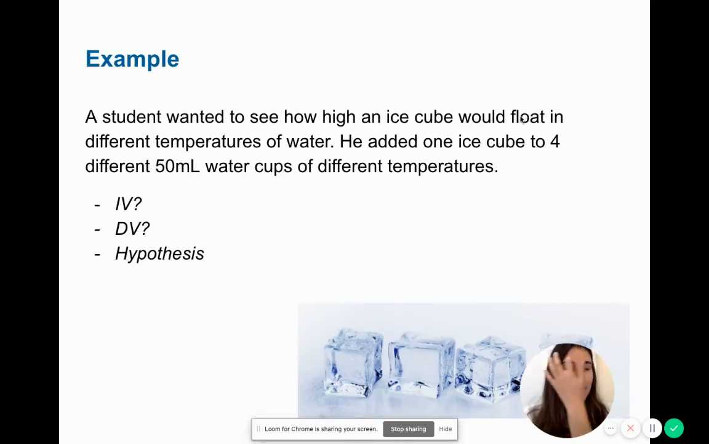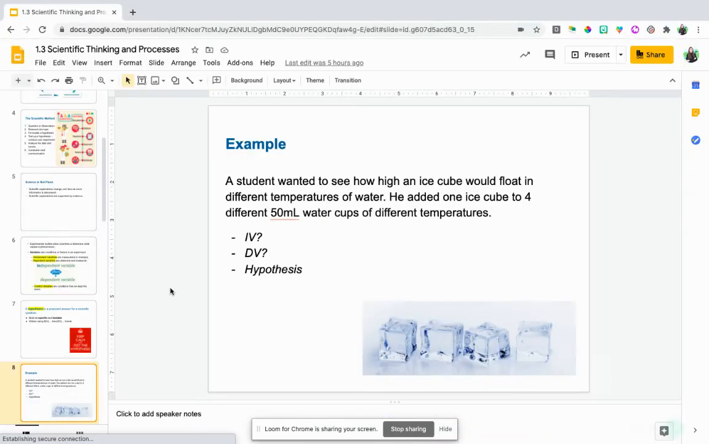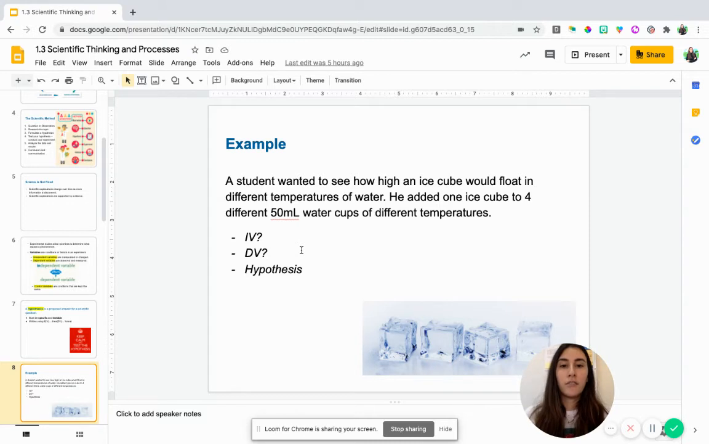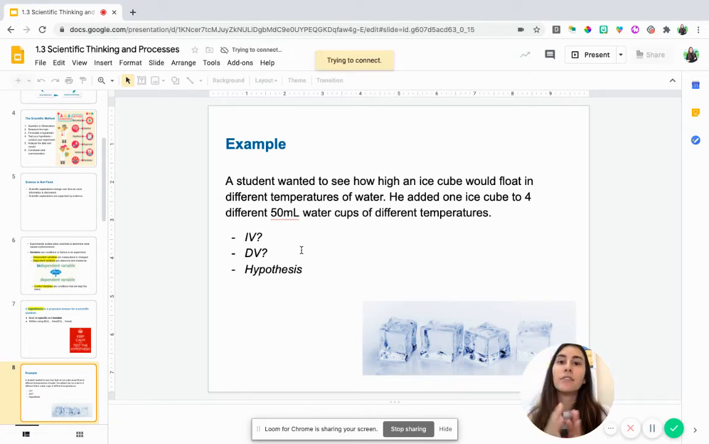All right, let's look at an example together. So here it says, a student wanted to see how high an ice cube would float in different temperatures of water. He added the ice cube to 4 different 50 milliliter water cups of different temperatures. So I want you to pause this video and try to identify the two variables that are listed here. So independent variable, dependent variable.